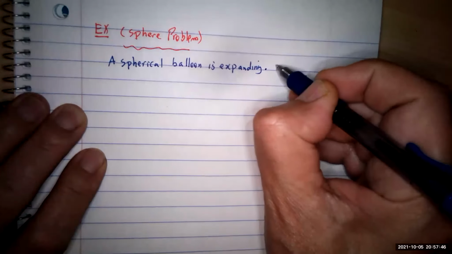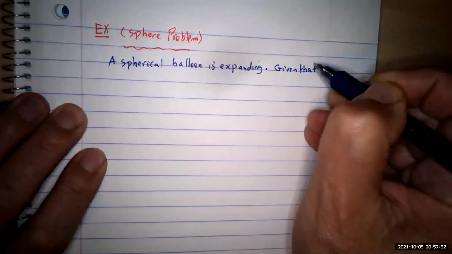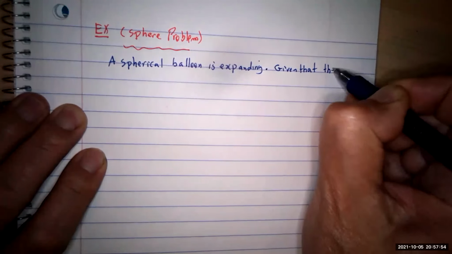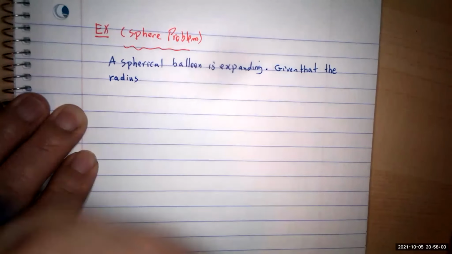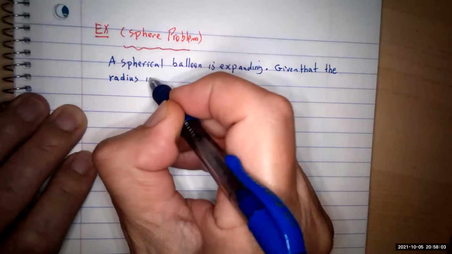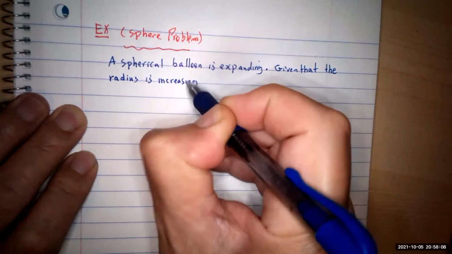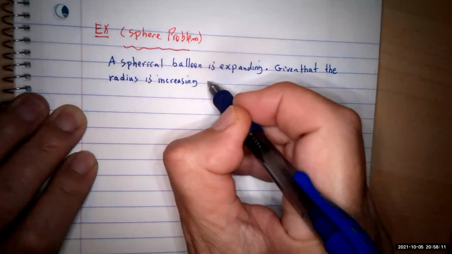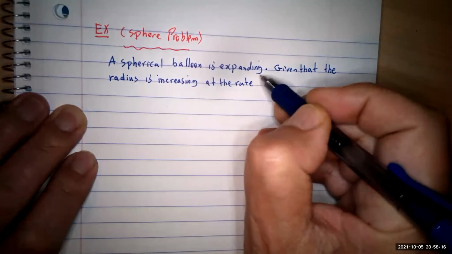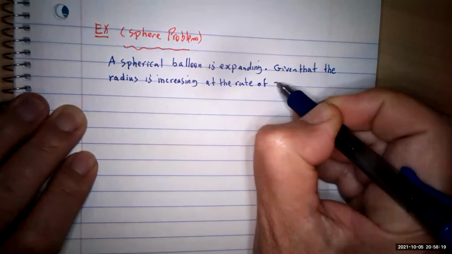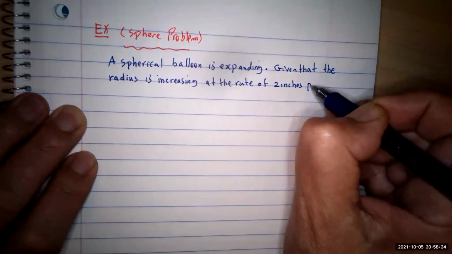Now, given that when you do this job, the radius of the sphere or the balloon is increasing, getting bigger and bigger, at the rate of 2 inches per minute.